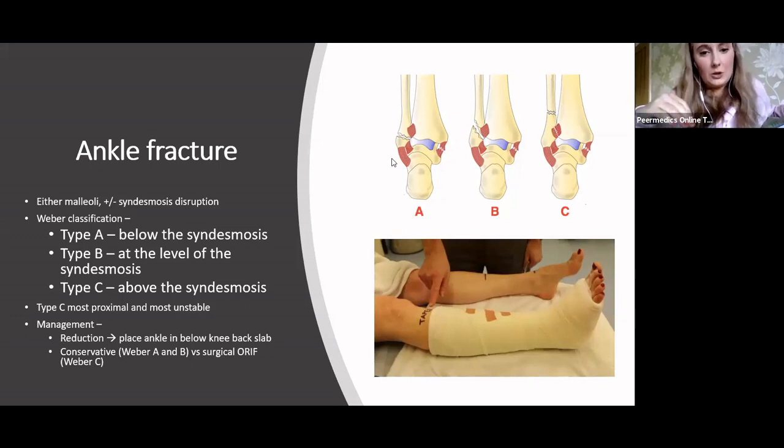Because of the position of it, C is your most unstable, and also your most proximal, and that's the one that you're definitely going to have to manage surgically. To manage it, reduce it, as with every fracture use your 4R principles, and once you've put it into alignment, you're probably going to put it in what you call a below knee back slab, which you can see in the picture on the bottom right. You can probably get away with conservative management with types A and B. You're going to use surgical management for some type Bs if you need to, and most type Cs because they're not stable enough to heal on their own.